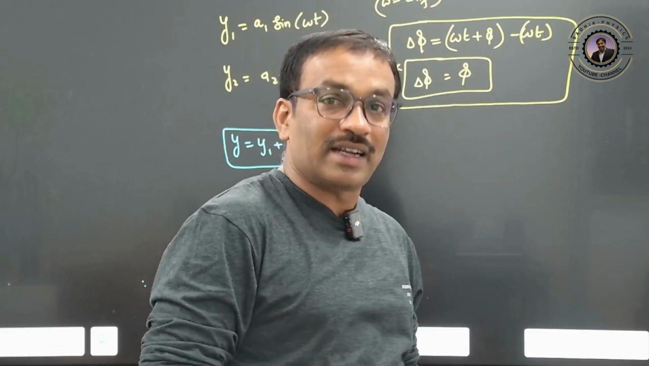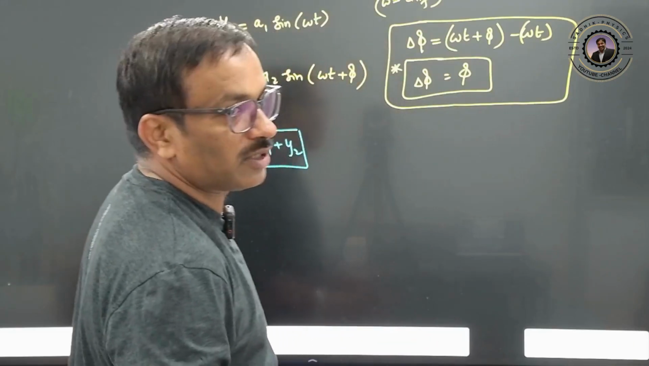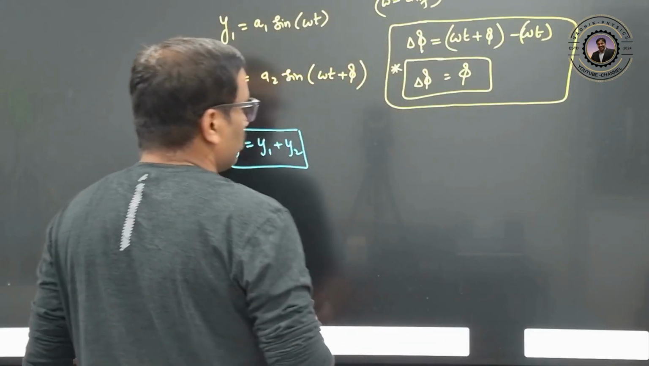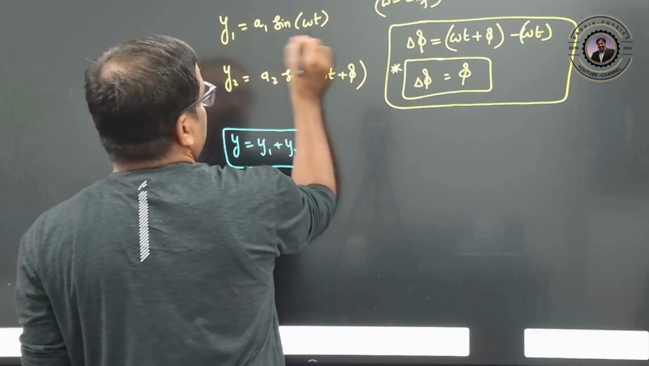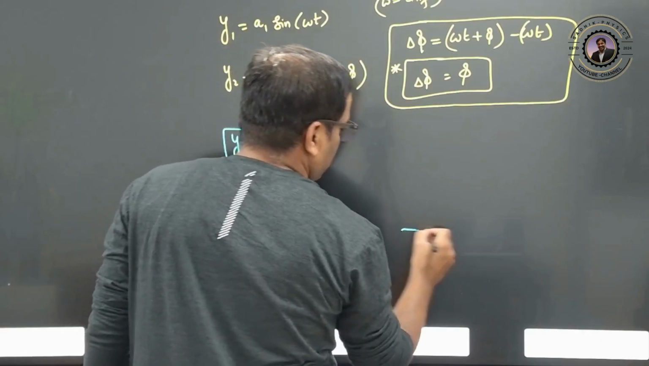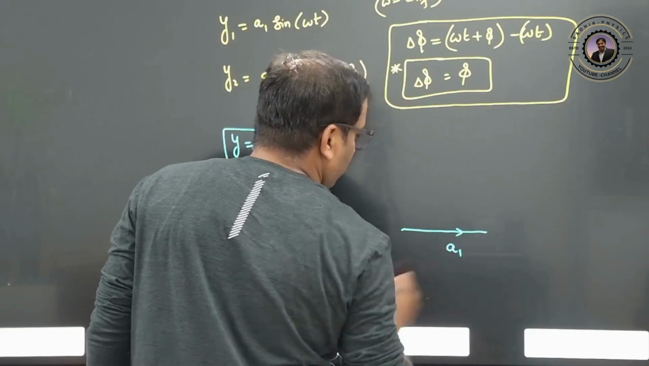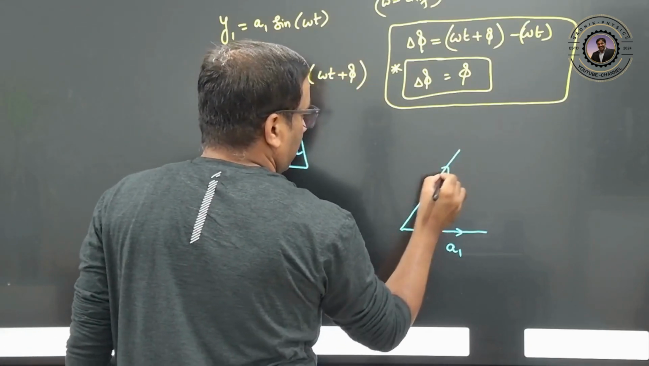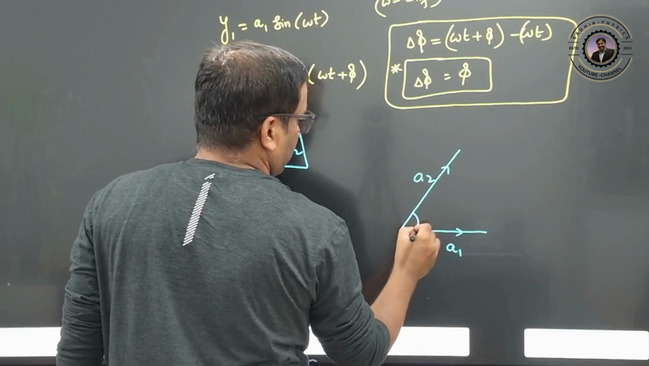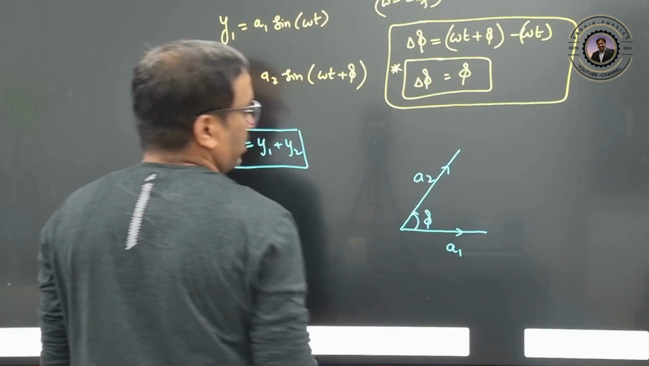Also in alternating currents we use this type of concept. So here we'll use what? Parallelogram law of addition of vectors. So this one does not have any extra phase, so here it is one amplitude A1, and this one is having extra phase, therefore here it will be A2 amplitude. This is nothing but a phase difference.